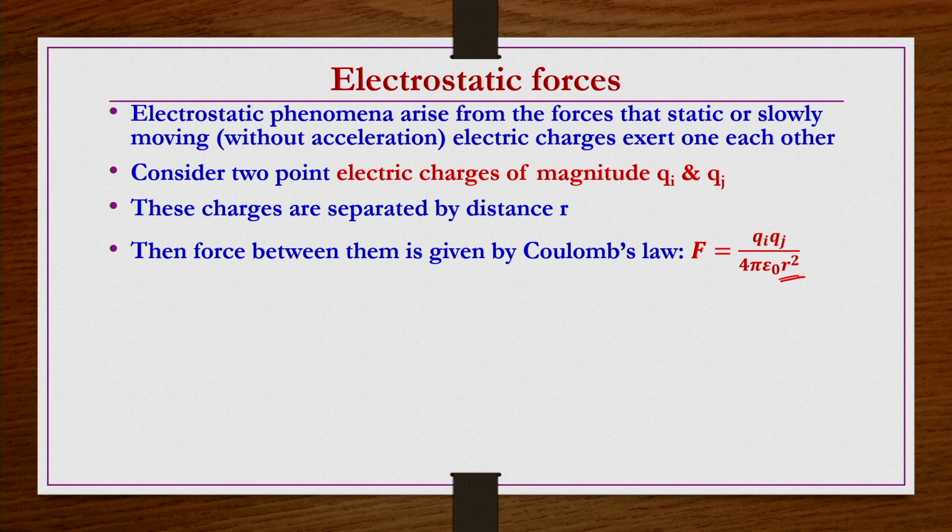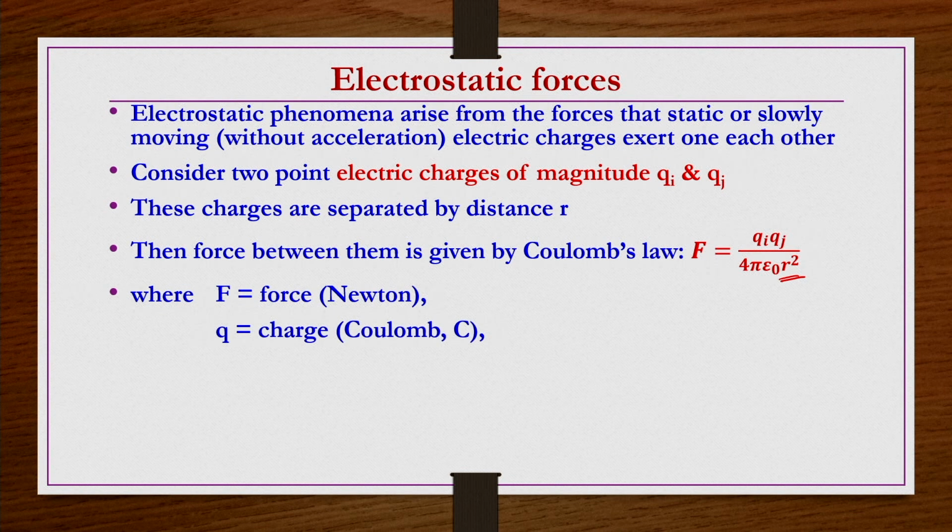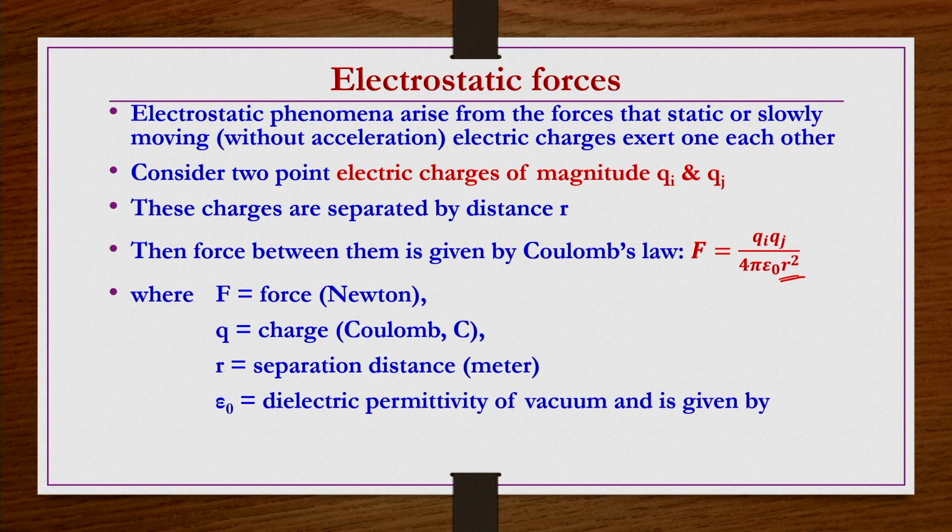Now, we are taking fixed charges Qi, Qj, that is the reason we are not taking any orientation in this Coulomb's law. Okay. Here F is force in Newton, Q is charge in Coulomb, r is separation distance in meter, epsilon naught is dielectric permittivity of vacuum and is given by 8.854 into 10 power minus 12 Coulomb square per joule meter.